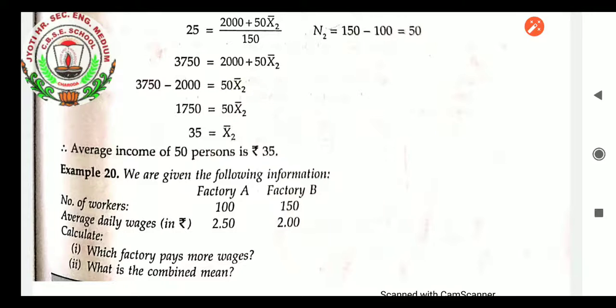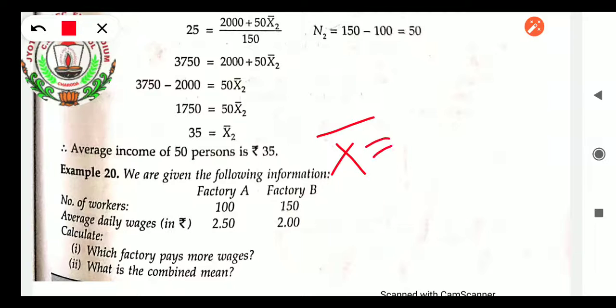As you can see, factory A and factory B, two companies are there. Number of workers, you can see, the average daily wages in rupees, you can see there. Number of workers is the sum of f. Average daily wage, that is the mean. We have to take the combined mean. How to calculate? Very simple. The formula of combined mean I will be writing.